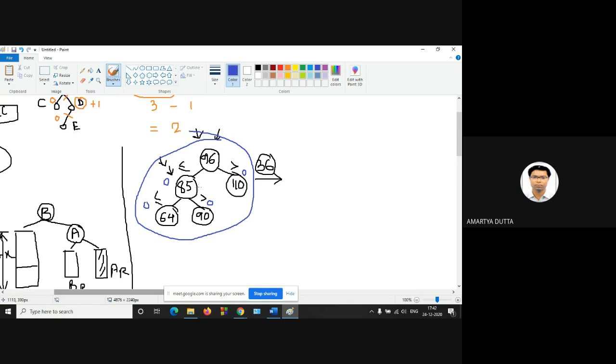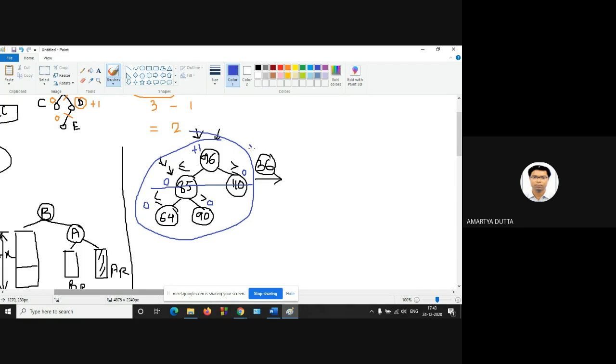Now for 96, 85 and 110 belong to the same level. Yes, plus 1. For 96 it is plus 1. So it is a height balanced binary search tree. So it is an AVL tree. Allowable balance factors are 0, 1, minus 1.